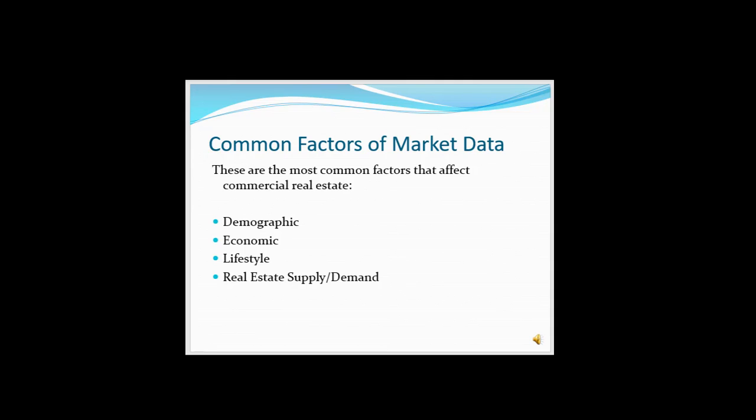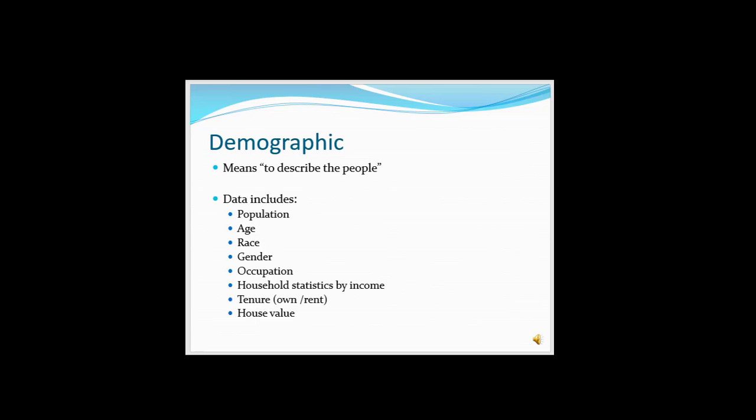Now we're going to take a few minutes and go into each of these factors individually. So demographics basically means to describe the people. The typical information is: what's the population size? What is the average age? Does it skew older? Does it skew younger? What is the race mix? What is gender?